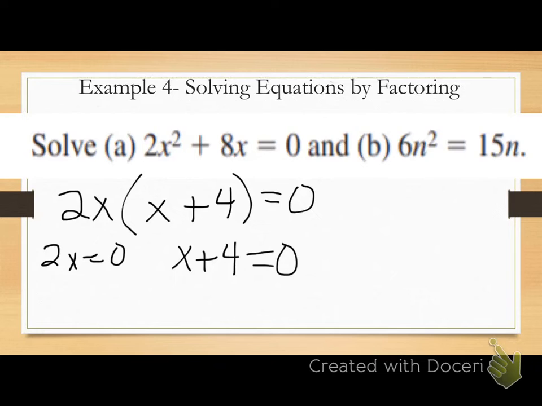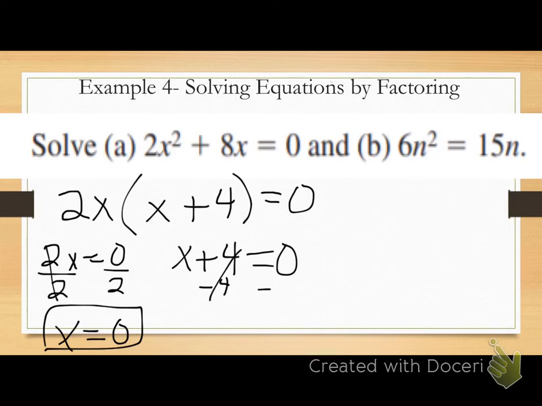2x equals 0. How do I get x by itself? Divide by 2 on both sides. x equals 0. There's one of my solutions. x plus 4 equals 0. How do I get x by itself? Subtract 4 from both sides. x equals -4. Very good.